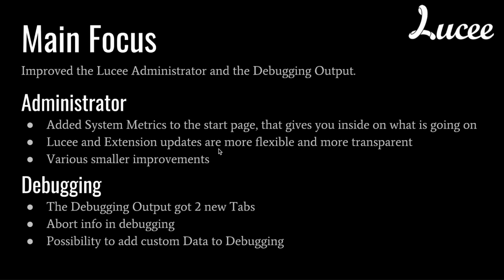The main focus of Lucee 5.3 was to improve the administrator and the debugging output, something you all deal with all day. So first of all, the administrator. We added system metric information to the admin, so you have a short overview of what is going on in your system.